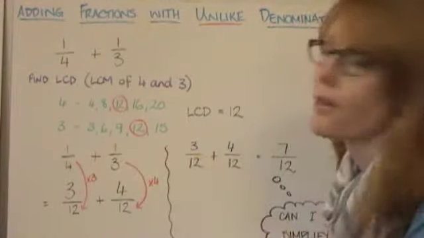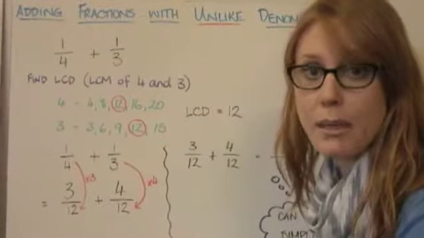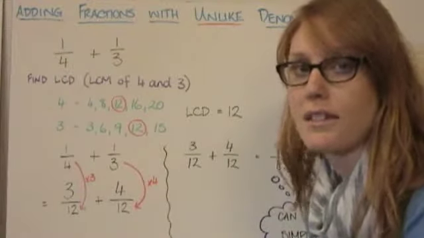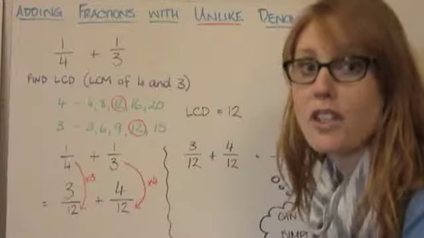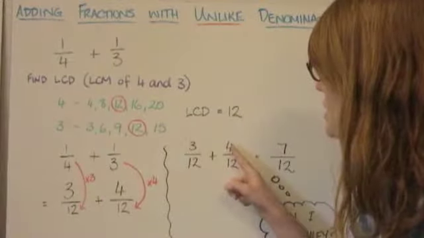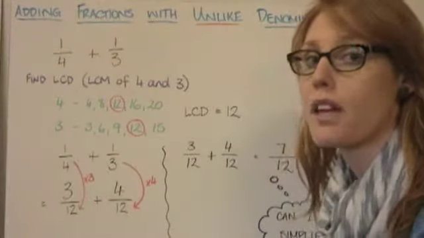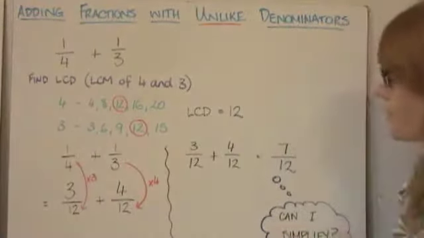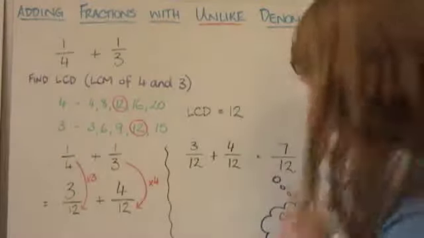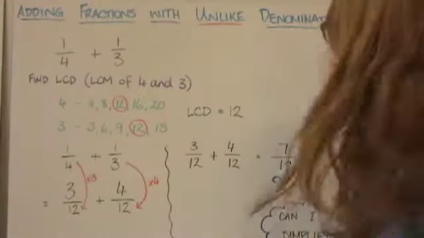So 3/12 plus 4/12. When we're adding fractions with like denominators, we don't add the denominators together. The denominator just stays the same, but we do add the numerators. So 3 plus 4 is 7 on 12, 7/12. And as always, I ask myself, can I simplify? In this case, 7 and 12 don't have any common factors, so I can't simplify.